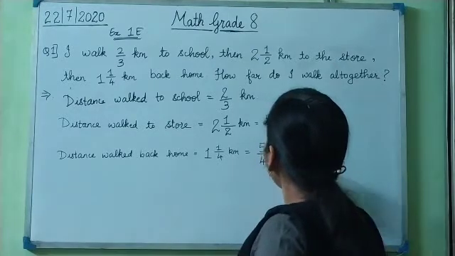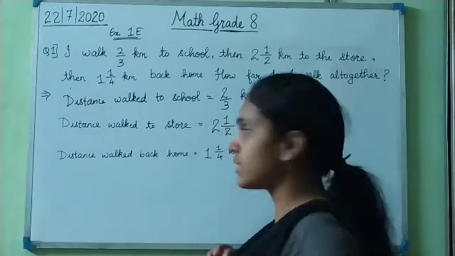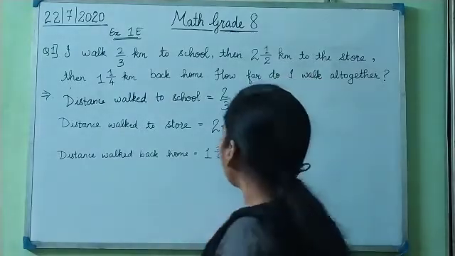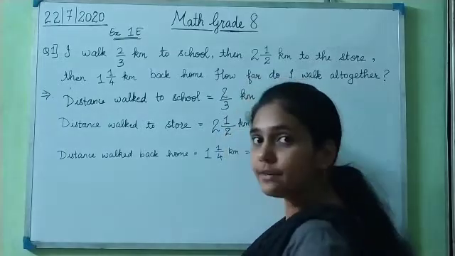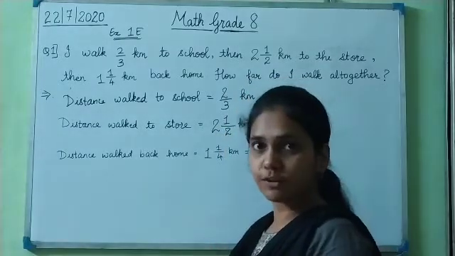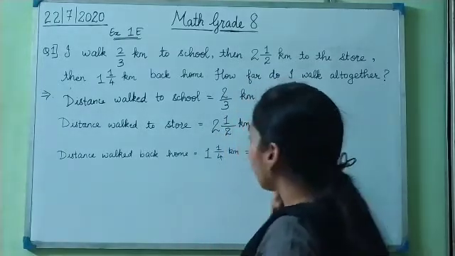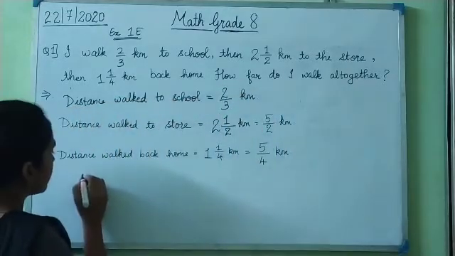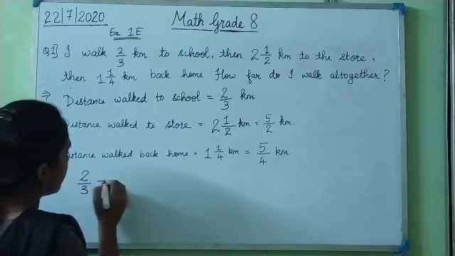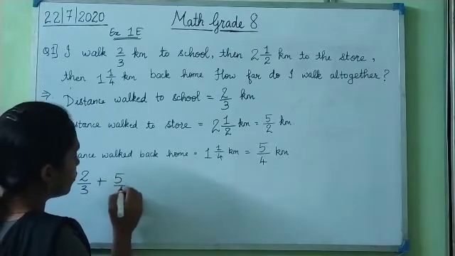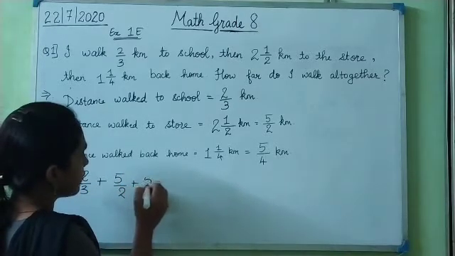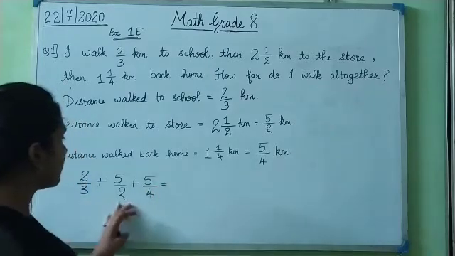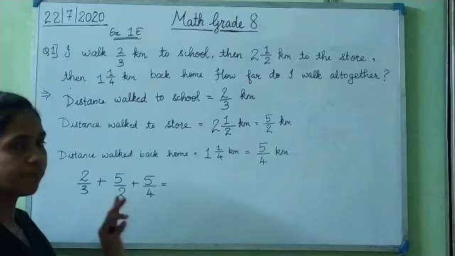Okay, so if we want to find the total distance, all together how much distance he has walked, then what we do, we will add all these distances he has walked, right? So we have to add 2 by 3, 5 by 2 and 5 by 4. So we add it, we get 2 by 3 plus 5 by 2 plus 5 by 4. Okay, so now these are three fractions which we have to add.